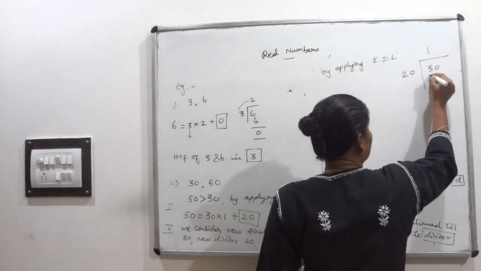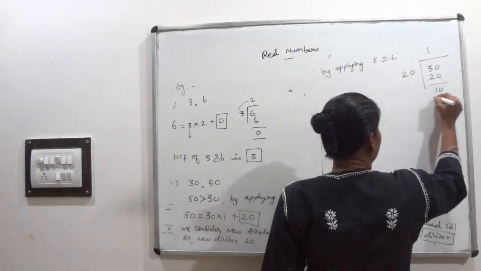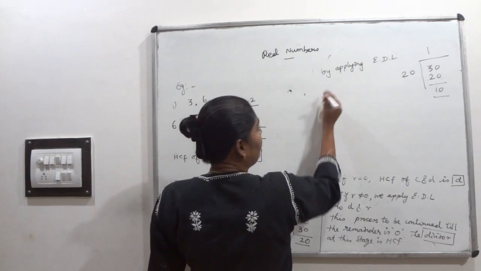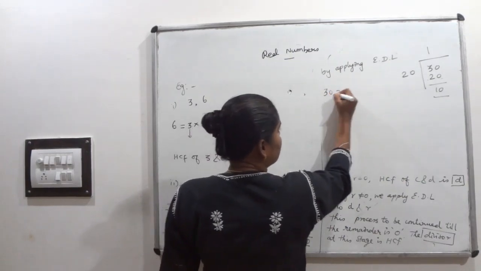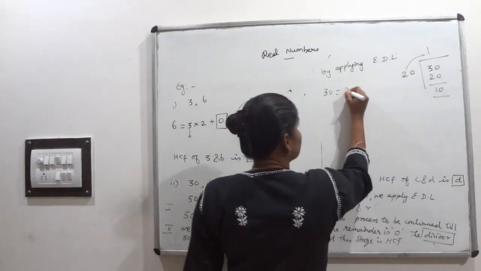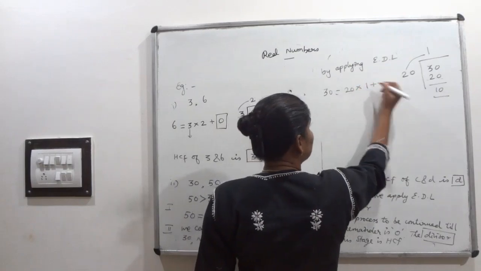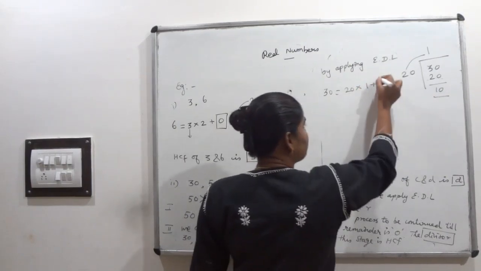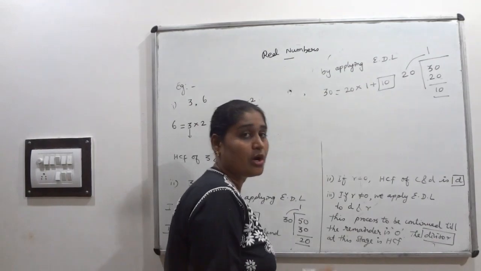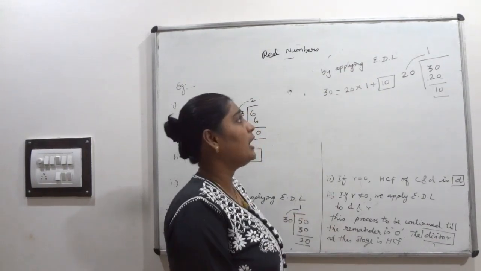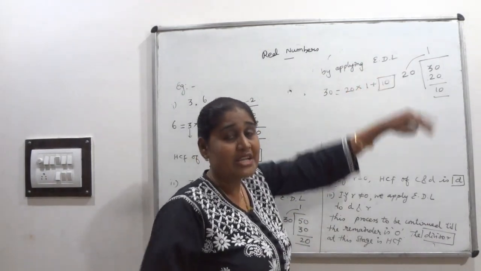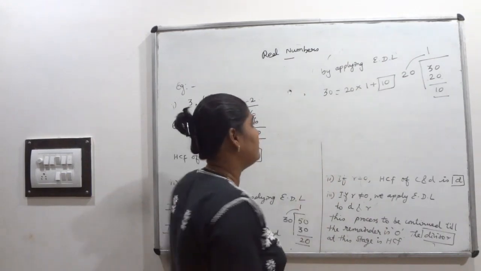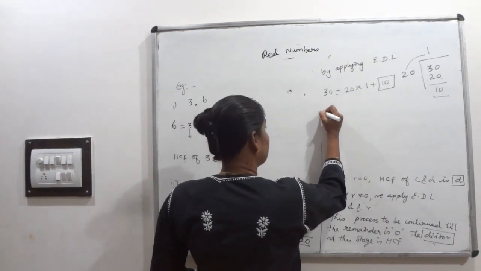It will go only one time. So what is your remainder? 10. Write it here: dividend 30 = divisor 20 into quotient 1, plus remainder 10. Check the remainder again. The remainder is not equal to 0. So again I have to apply Euclid's division lemma by taking a new divisor and dividend. Let's start with the third step.